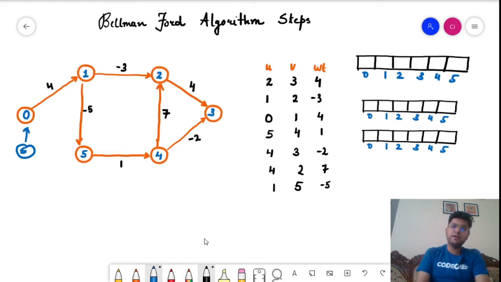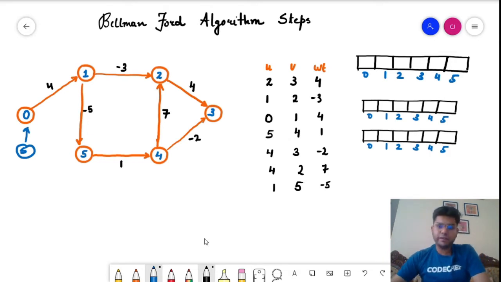And if a cycle is formed with some negative weight, then ultimately the algorithm should be able to detect it, and our algorithm won't work for it. So now let us start with the understanding of this algorithm.